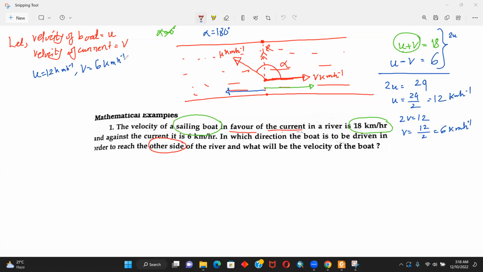Now, I'm going to tell you a law for the component. So what is the law for the component? Say there are like 8 or 10 vectors. If you take the horizontal component of all of them, it will equal the resultant horizontal component.